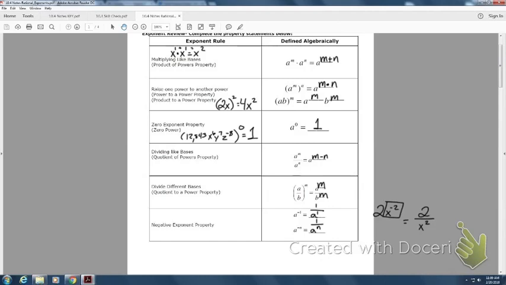Okay? If it was this, what has a negative exponent? Both of them, right? Okay. So I go down to the bottom. I end up with that. And then I get rid of my parentheses. 2 squared is 4, and then I have x squared.